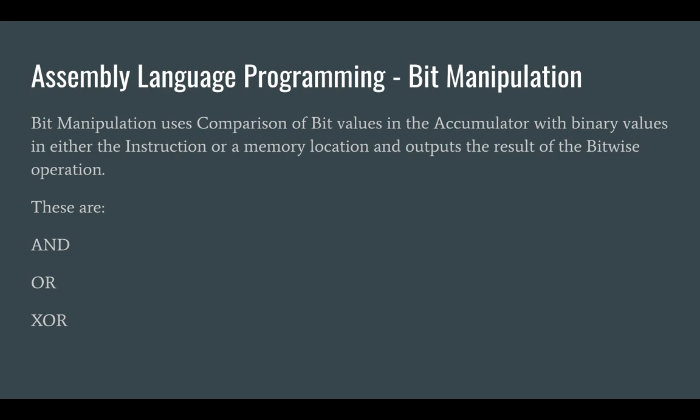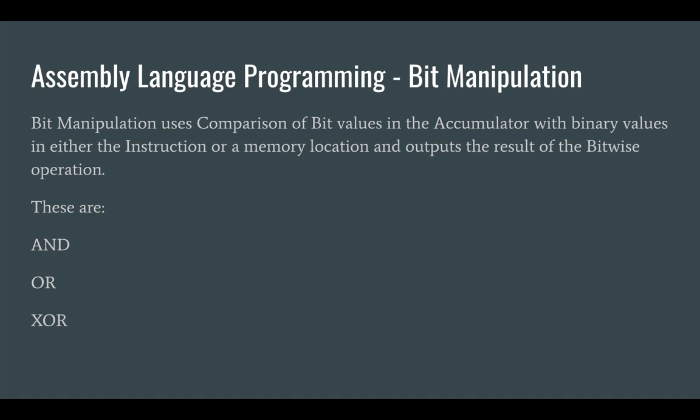operand, in the instruction. Okay, so you've basically got three types of bit manipulation that we need to be familiar with that perform these comparisons: AND, OR, XOR.